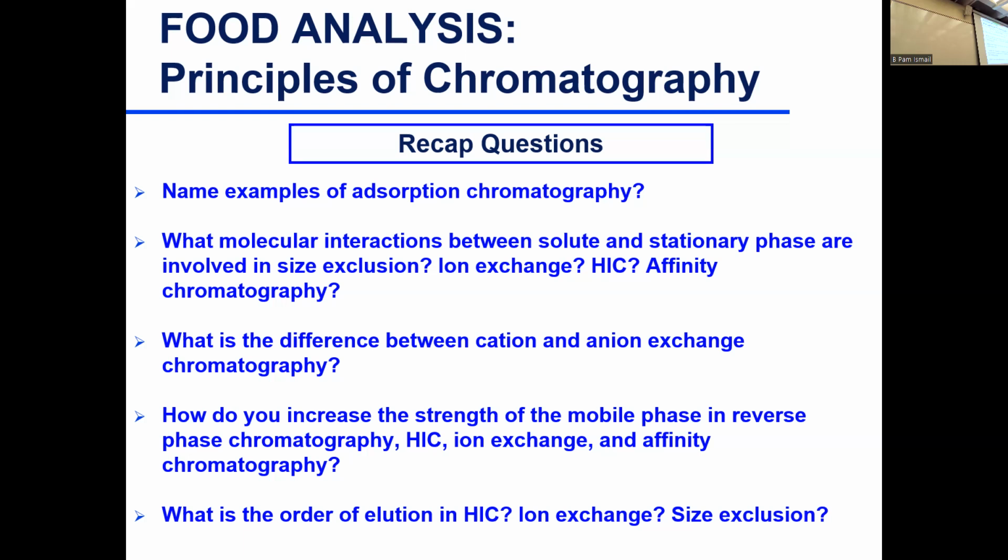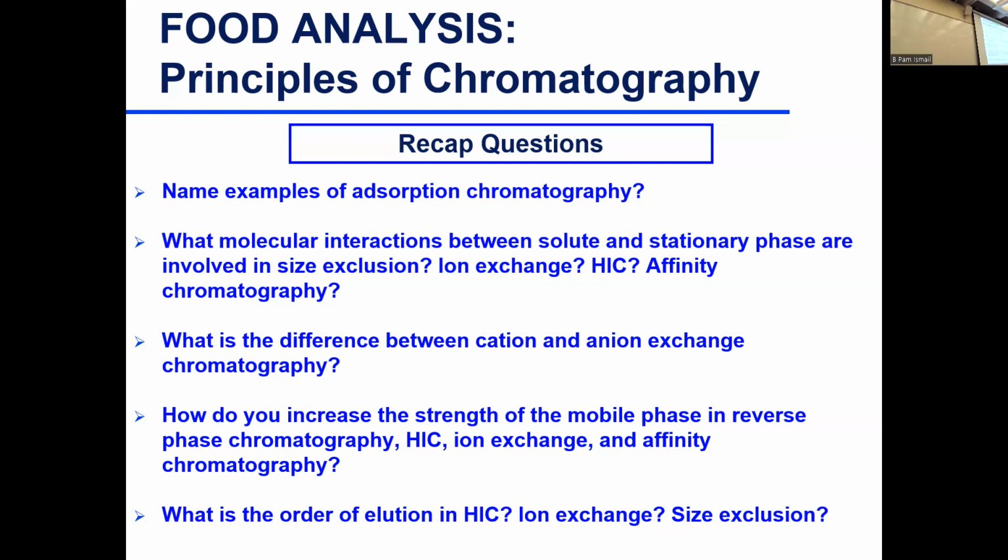All right, so what's the difference between cation and anion exchange? So when I say cation exchange chromatography, what am I separating? Positively charged molecules, and your stationary phase will have functional groups that are negatively charged. Very good, and the opposite is true for anion exchange.